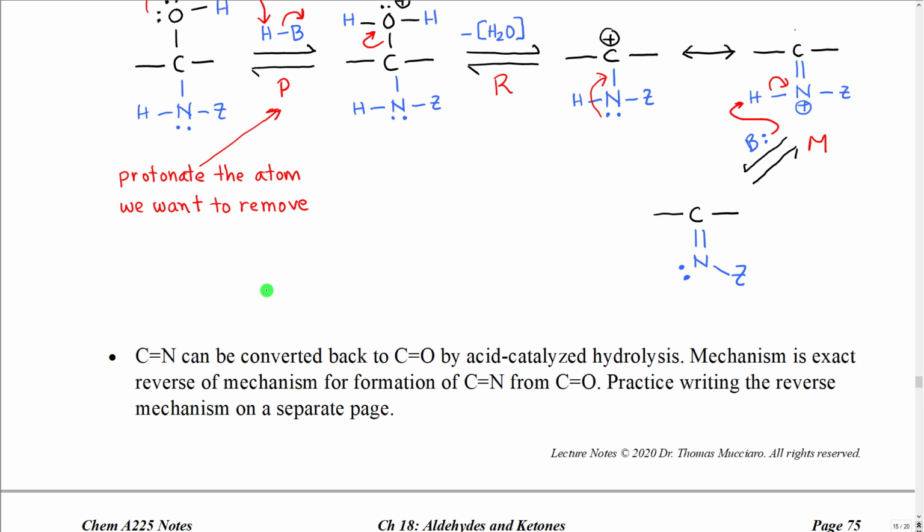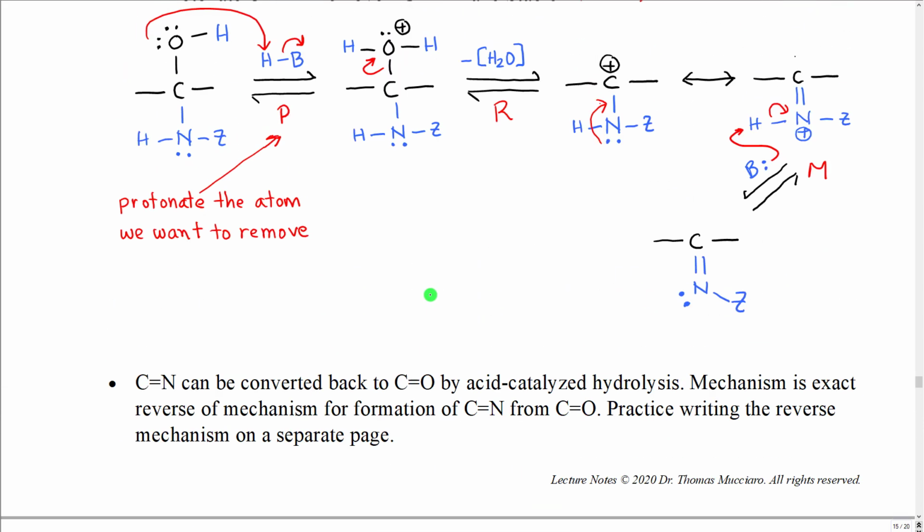Very much similar to the acetals, this C double bond N formation can be converted backwards to the original carbonyl and the amine using hydronium. The mechanism is the exact reverse mechanism of the one we just wrote. You should practice writing that.